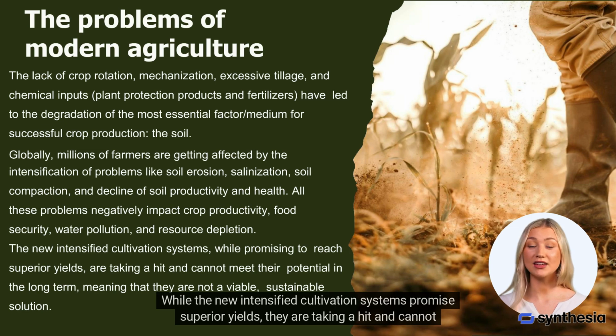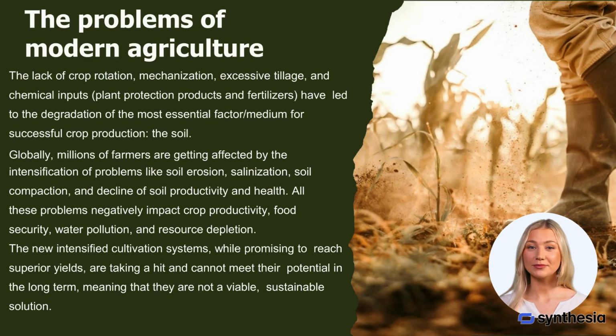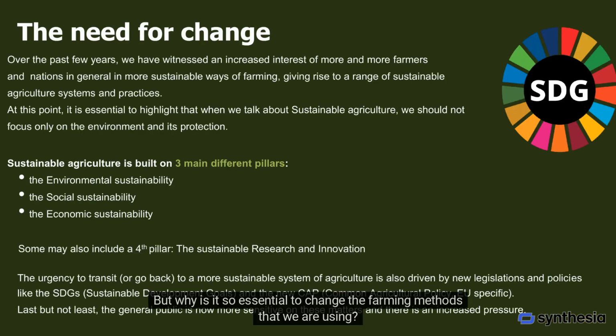While the new intensified cultivation systems promise superior yields, they are taking a hit and cannot meet their potential in the long term, meaning that they are not a viable, sustainable solution. But why is it so essential to change the farming methods that we are using?